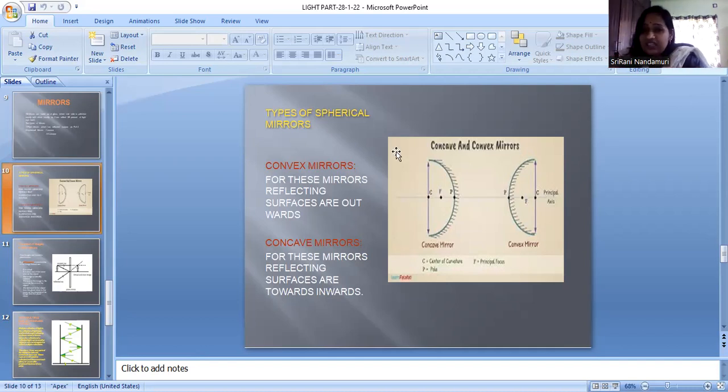Here, if you think this is the mirror, the outside surface I have polished. Here, the outside of the mirror I have polished.